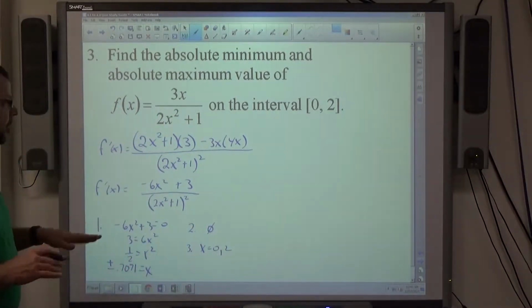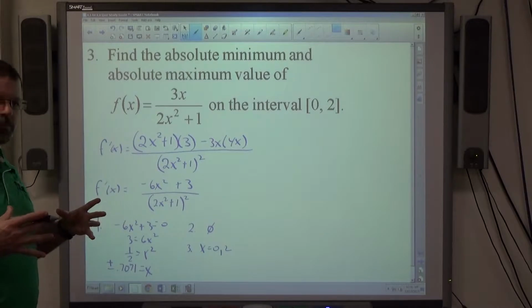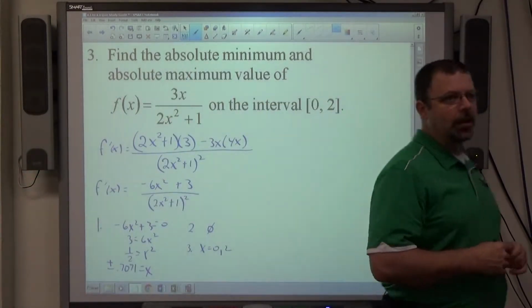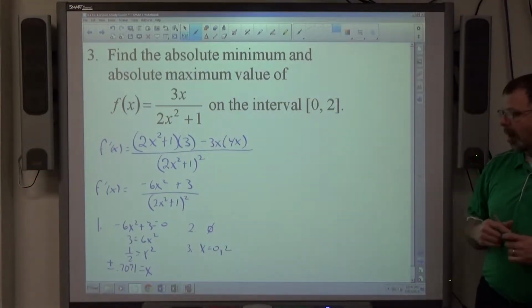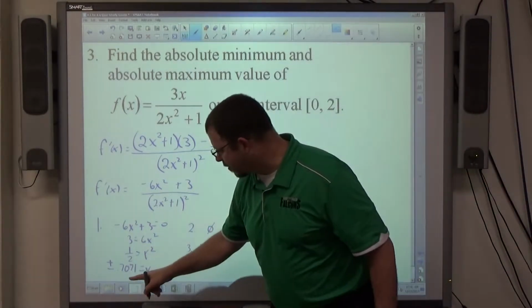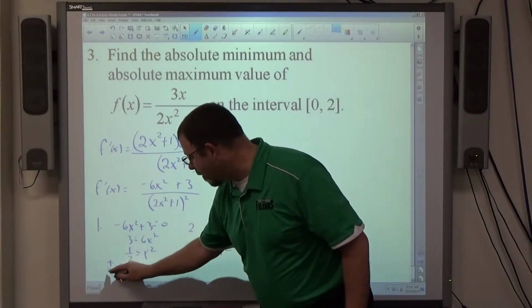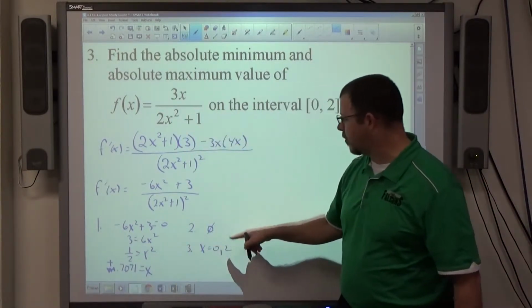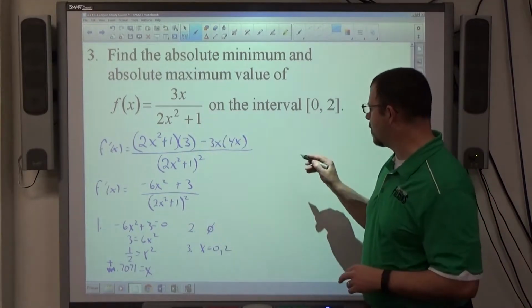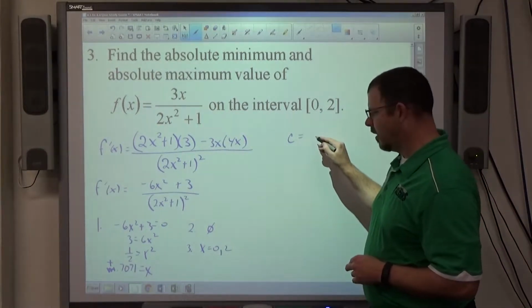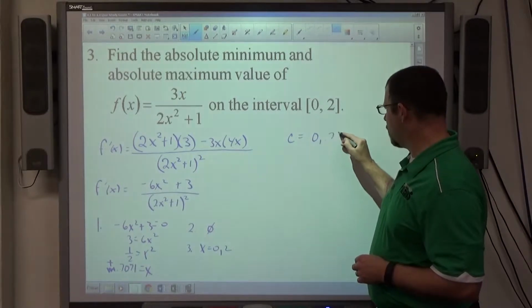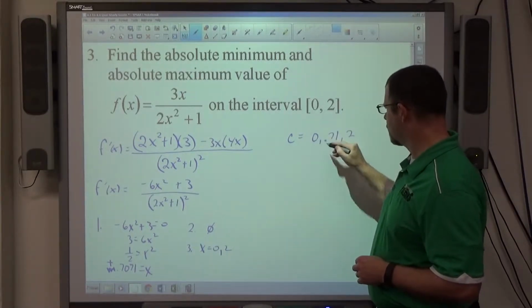Okay. Endpoints also establish a region that we care about, so if we get critical numbers not within the endpoints, we throw them out. So where I've got the plus or minus 0.71, I'm going to throw the minus 0.71 out because it's not between 0 and 2. So my only critical numbers here are going to be 0, 0.71, and 2.